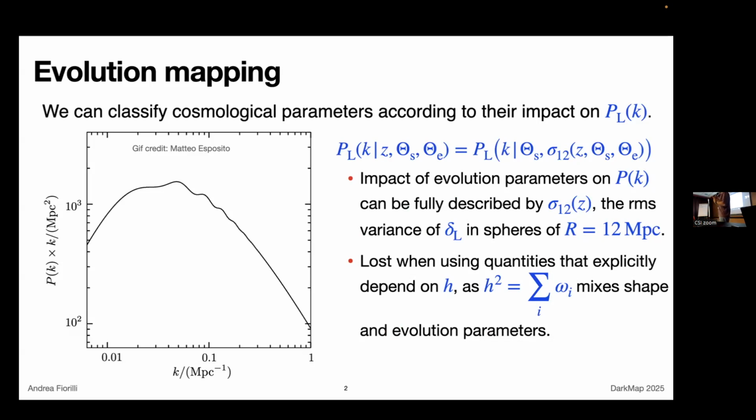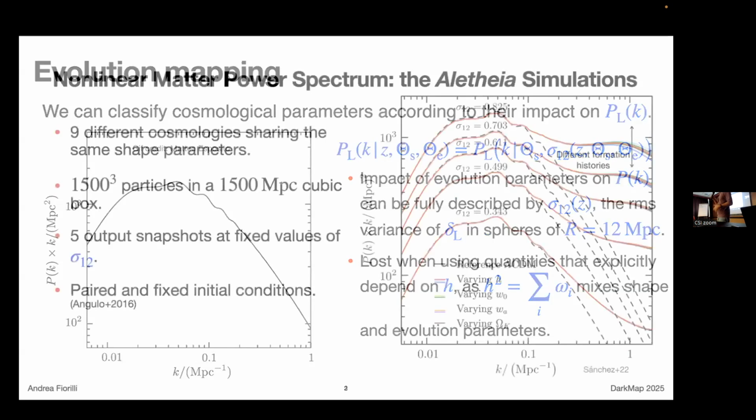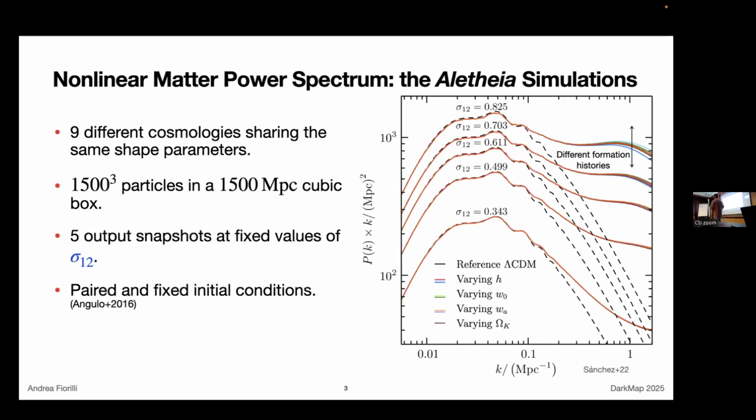What happens, though, if we consider the actual, nonlinear matter power spectrum? This was the original motivation to run the Aletheia simulations that were developed in our group, especially by Matteo Esposito and Andres Ruiz, and that were already mentioned this morning by Simone. These represent 9 different cosmologies, all sharing the same set of shape parameters, but with different and even very different values for the evolution parameters. So they will all get to the same linear power spectra, but through very different formation histories.